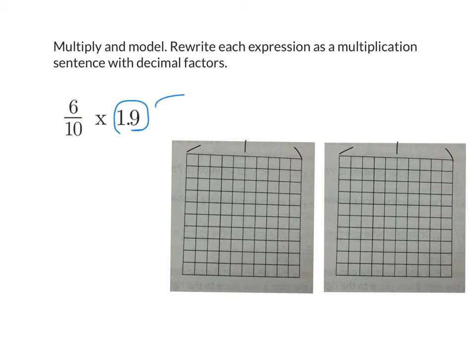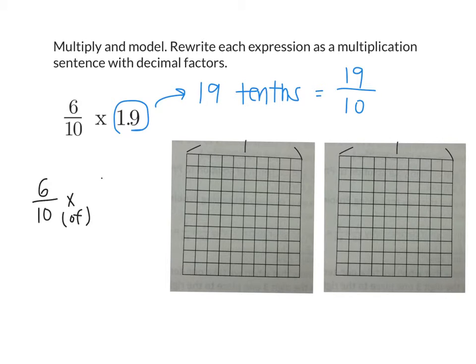Looking at this problem, I see 1.9. That's the same thing as 19/10, isn't it? So if I wanted to rewrite this problem just using fractions, I could write this as 6/10 times, or of, 19/10. So if I wanted to multiply this and model it, what do I have to do first? Which fraction should I draw first? 6/10 or 19/10? 19/10. So here's 1/10, 2/10, 3/10, 4/10, 5/10, 6/10, 7/10, 8/10, 9/10, 10/10.